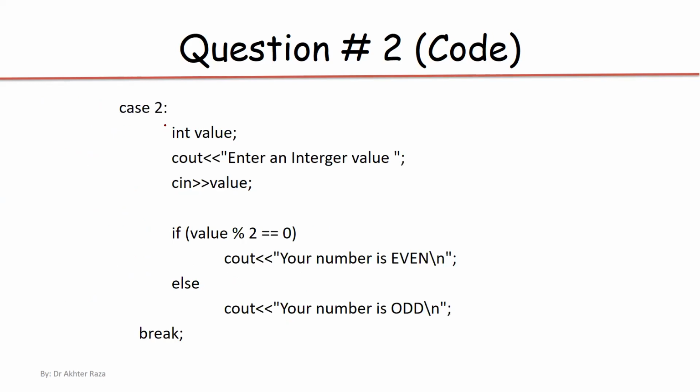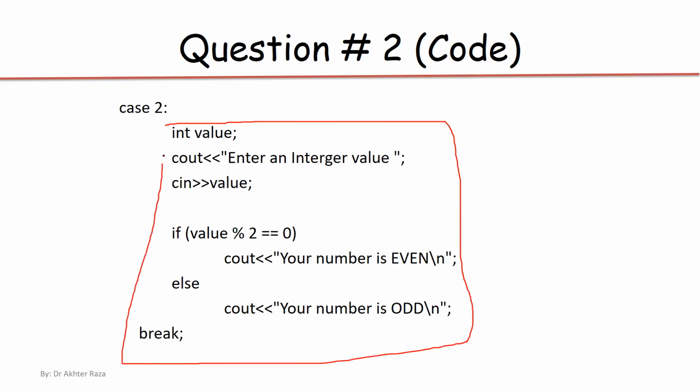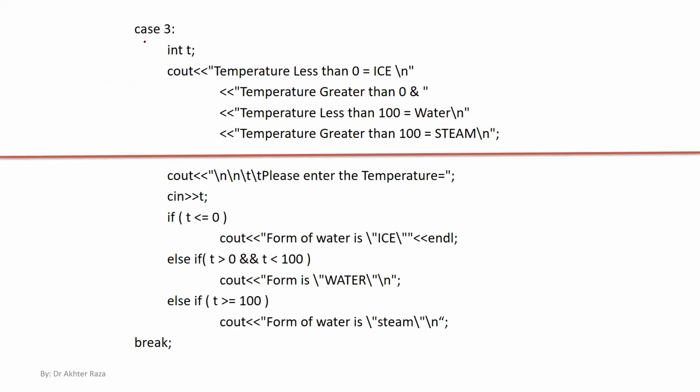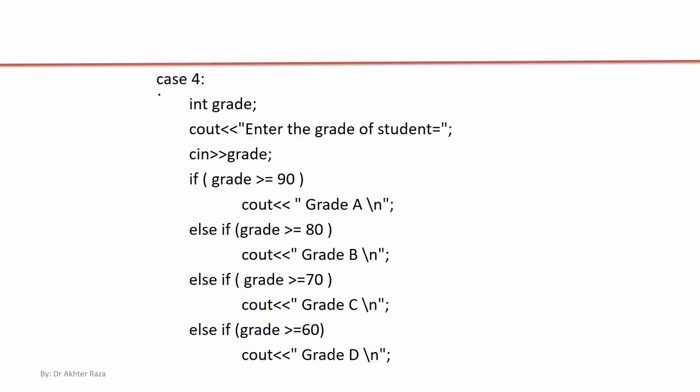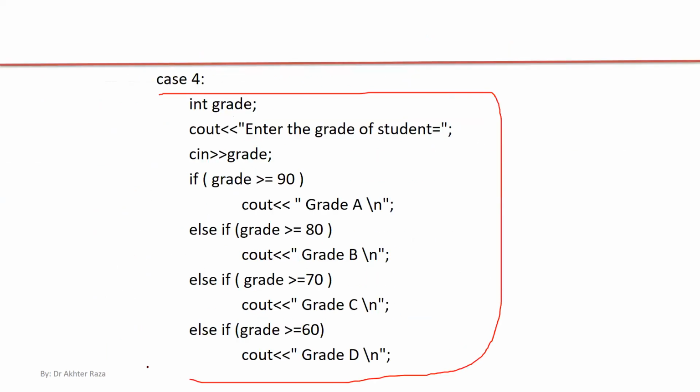Then case 2, even odd. A complete program of even odd is this. If case is 2, it means the user has to check even or odd number, then program number 2 will be executed. If case number 3, we have another program for case number 3. And if case number 4, the marksheet program is to be connected by case number 4.